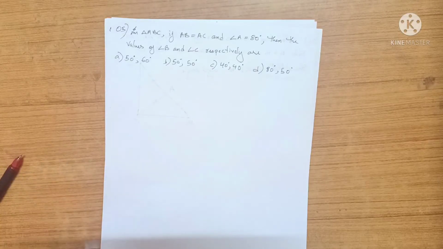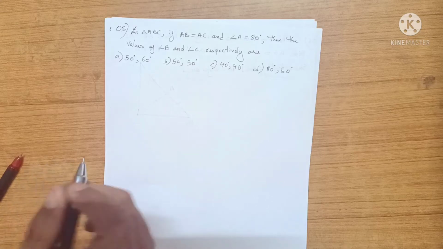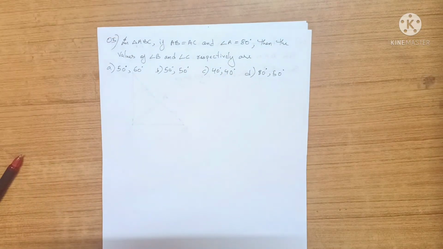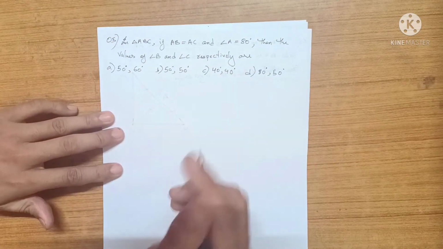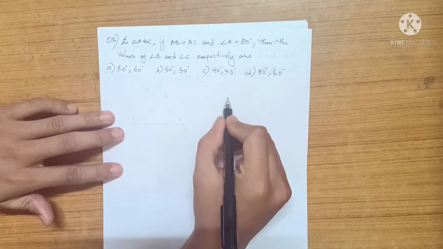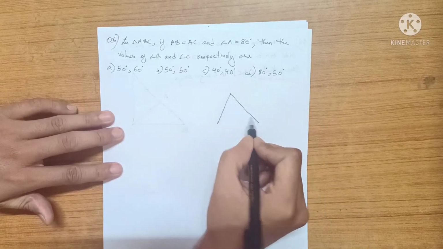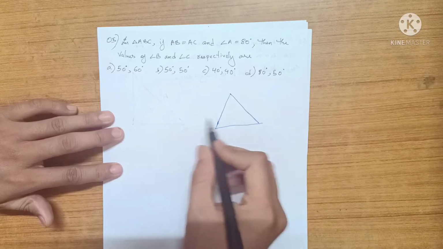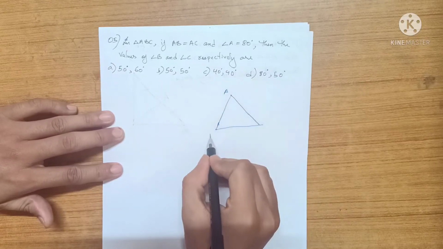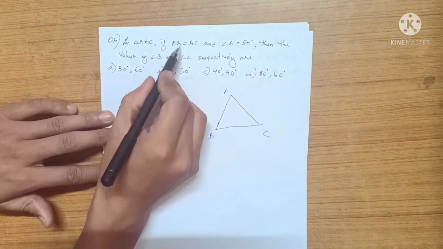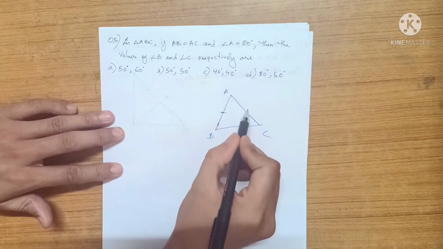Okay, let's continue 7.2. I think I gave up to question number 4, so we'll be doing question number 5 now. In triangle ABC, they did not give the figure, so let's just try drawing the figure first. ABC. If AB is equal to AC, they're saying AB and AC are equal.